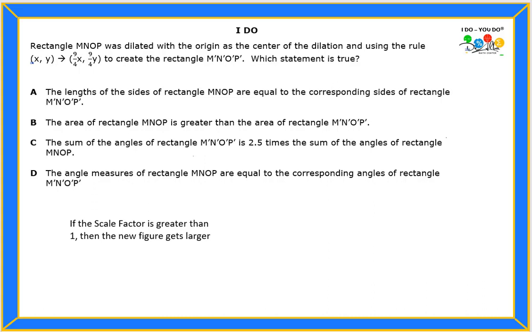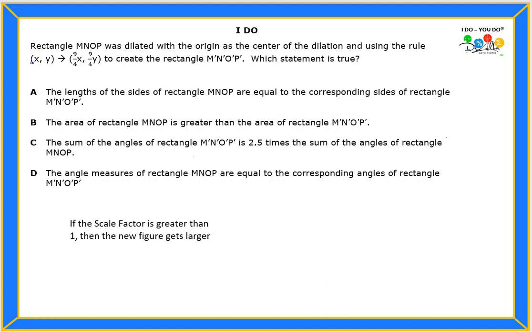Hello students, let's read the problem. It says, rectangle MNOP was dilated with the origin as the center of the dilation and using the rule (x, y) changed to (9/4 x, 9/4 y) to create the rectangle M prime, N prime, O prime, P prime.